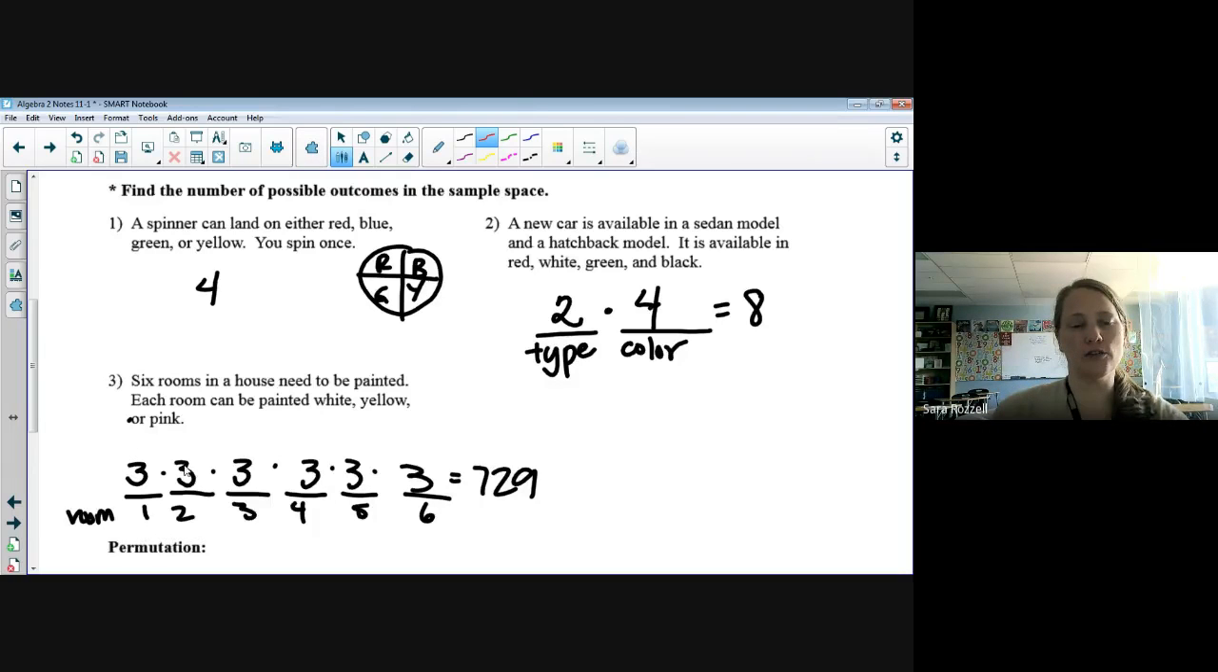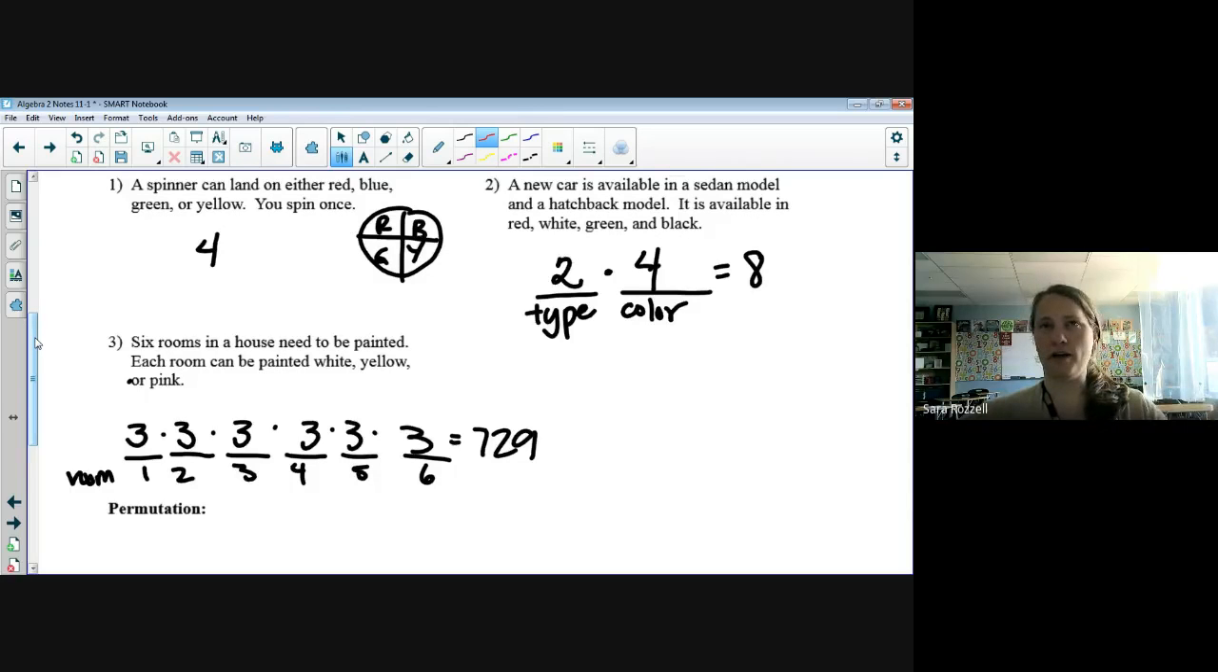The first room could be pink. This one could be white. This one could be yellow. The rest of them could be yellow. It could be white. It could be white. It could be yellow. It could be pink. Could be white. Could be pink. There's 729 different ways that we could paint those rooms. Would any of you want to live in a room where all the walls were painted white, yellow, or pink? White and yellow, that's okay. I don't need a bunch of pink rooms. So fundamental counting principle, we take the options for each of them, we multiply them together. We all good there. Okay.